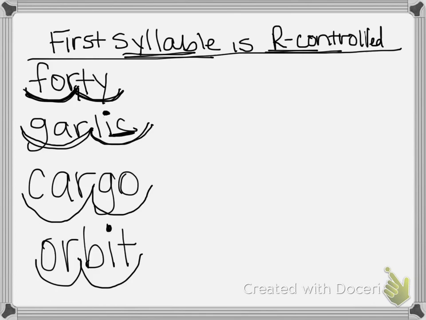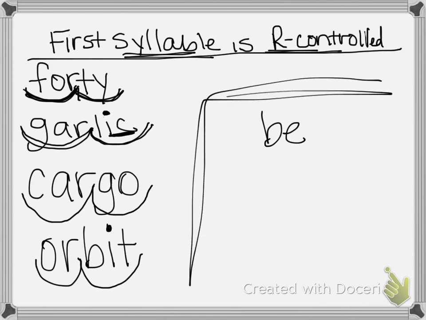What's your first syllable? B. Okay. Is that R-controlled? No. So this is going to kind of be in its own world, right? So B. What's your second syllable? Or. Okay. Now, those of you that have seen this word before, you said, Miss Savage, that's not right. And I'm going to tell you, yes, you're correct.